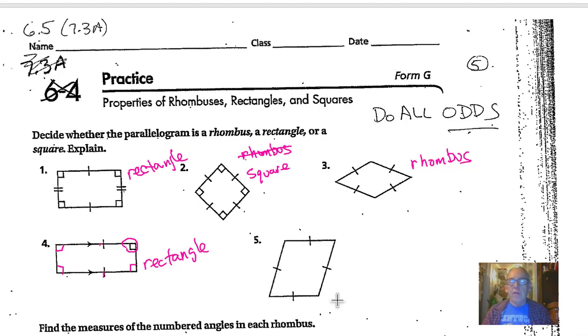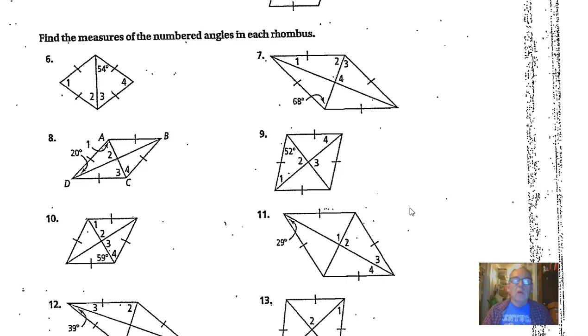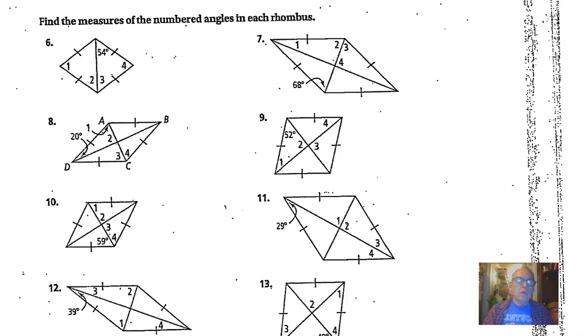And then look at number 5, we have a rhombus. Even though they might not look it, they're telling us with these tick marks that those sides are congruent to each other.